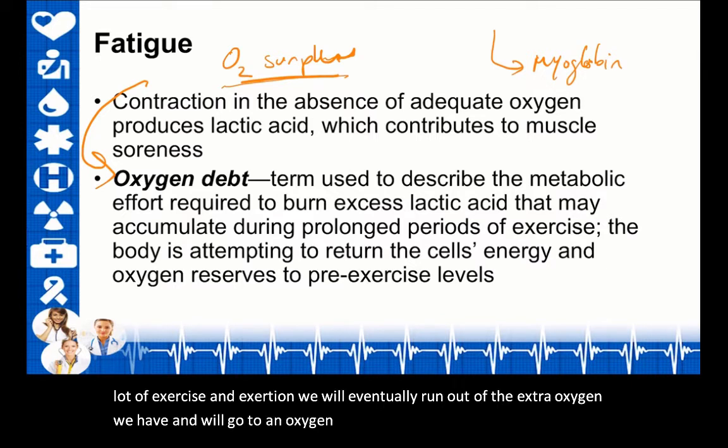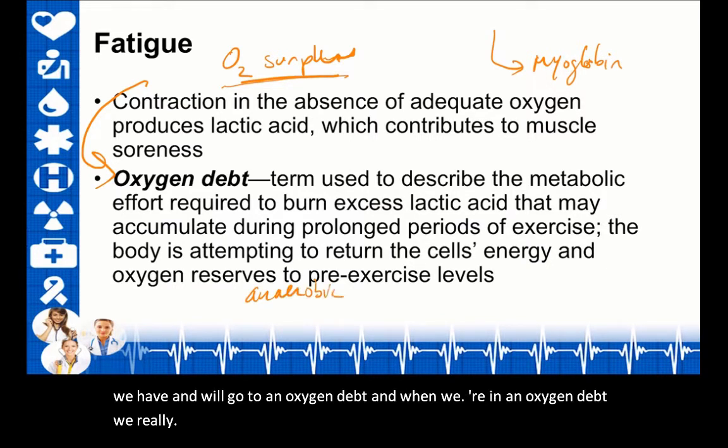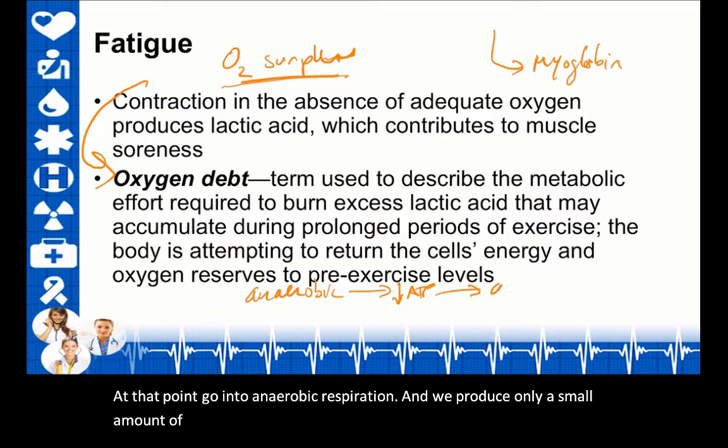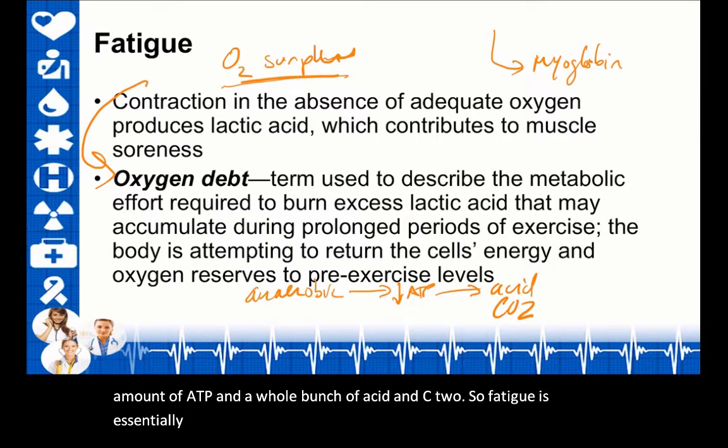And when we're in an oxygen debt, we really, at that point, go into anaerobic respiration, and we produce only a small amount of ATP and a whole bunch of acid and CO2. So fatigue is essentially the stage in which we've run out of energy, and we're probably converting into other forms to get the energy we need to do work.